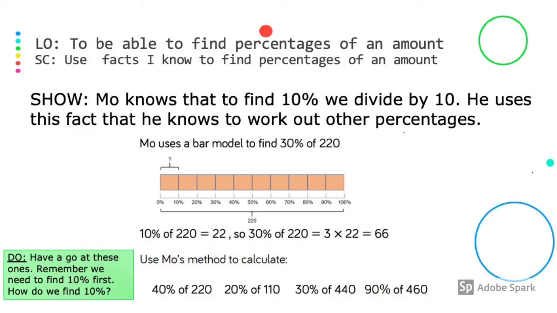Pause the video now and have a go at finding 40% of 220, 20% of 110, 30% of 440 and 90% of 460. You are allowed to use other things that you have learnt in maths to help you do this. So when you're dividing or multiplying, remember you can always use long multiplication or short multiplication to help you. Pause the video now to have a go at these questions at the bottom of your screen yourself.